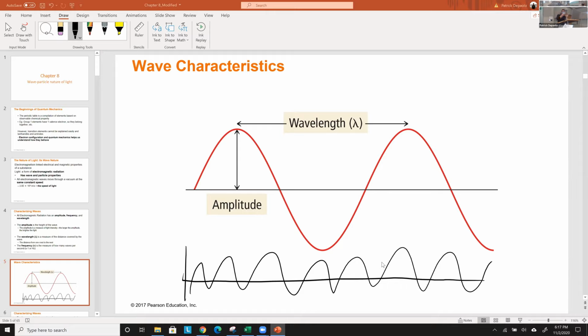So you can see how that directly correlates to wavelength. Obviously, the one that's going to have the shorter wavelength is going to be faster because when you move it across the page, the waves go by faster. So they're inversely proportional to one another. That's the best way to put it.